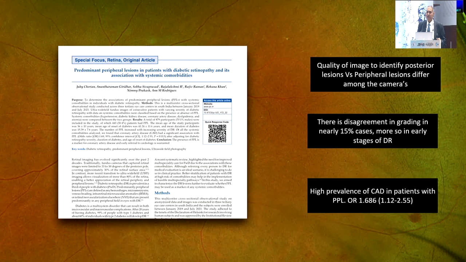Traditionally, we have also known for a long time that in ocular ischemic syndrome, we have these mid-peripheral and peripheral hemorrhages. So is there any correlation of these peripheral hemorrhages with systemic disease? This was work which we had done with Dr. Giridhar, and we tried looking at whether we can correlate these PPL lesions with systemic features, and we did find that those who had peripheral hemorrhages in diabetic retinopathy had a higher prevalence of coronary artery disease.